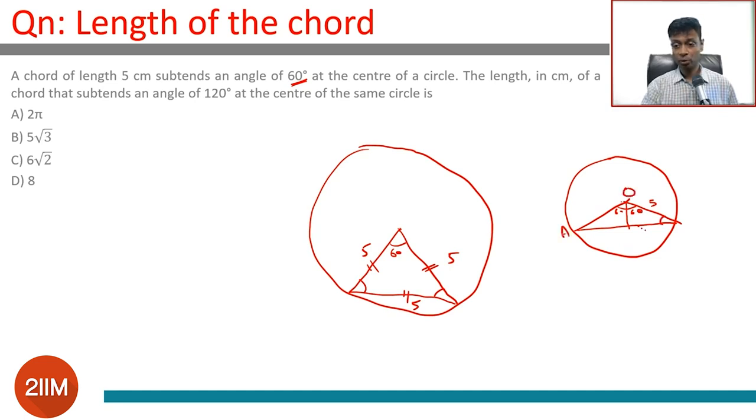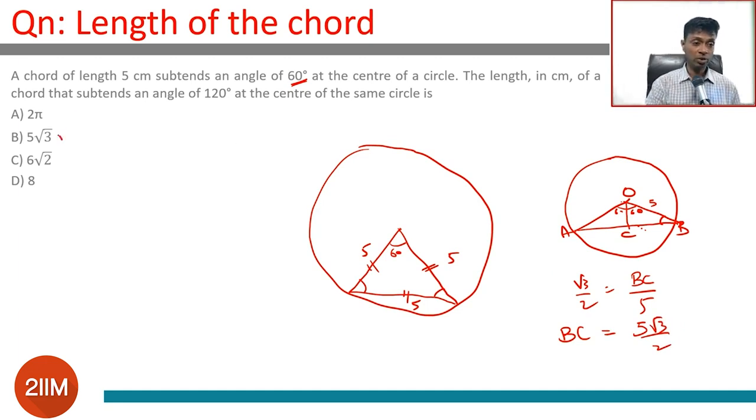Let's name this. If you've not got the answer, pause. Sine 60 is BC by OB. Root 3 by 2 equals BC by 5, or BC equals 5 root 3 by 2. AC is 5 root 3 by 2. AB is 5 root 3 by 2 plus 5 root 3 by 2, which is 5 root 3.